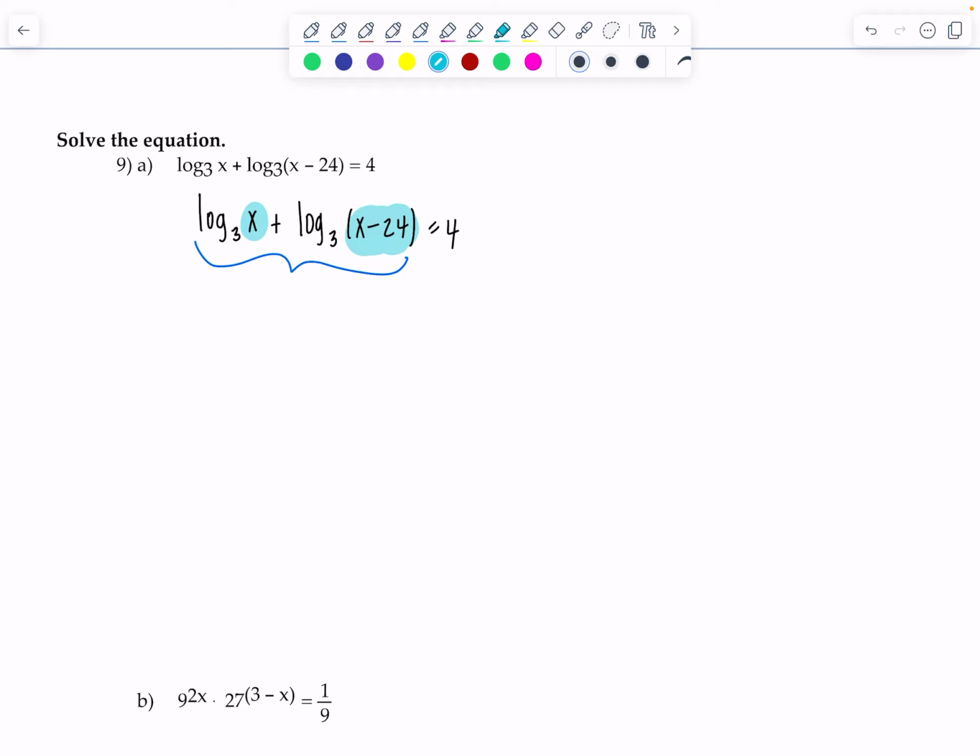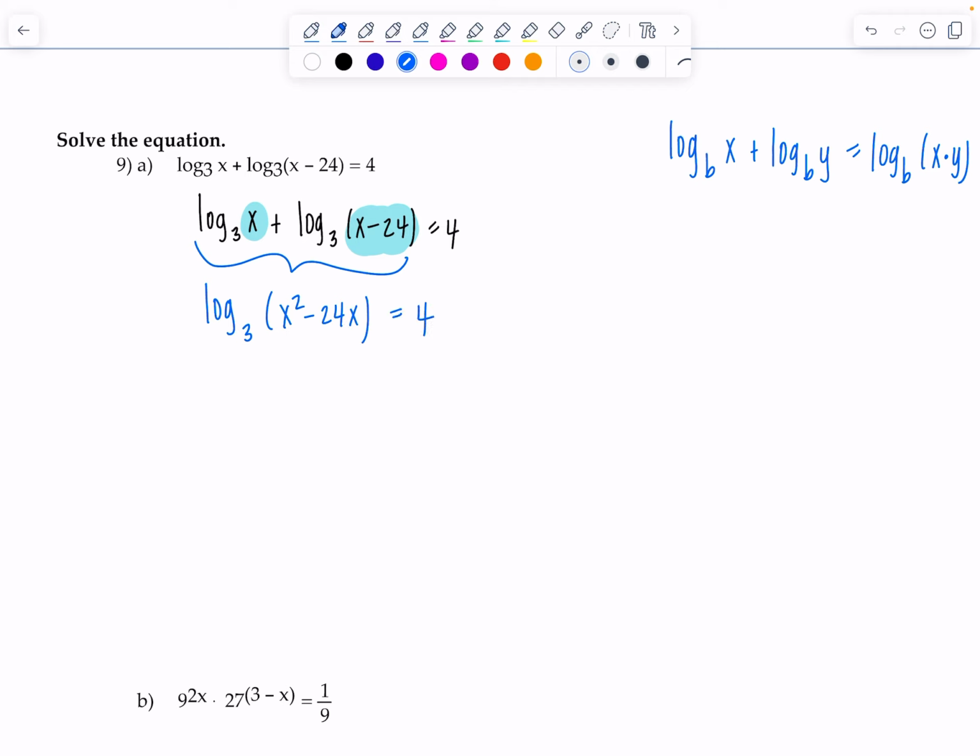I can multiply the arguments. So remember, if you have log base b of x plus log base b of y, that's log base b of x times y. Okay, so I can write this as log base 3 of x times x minus 24, which is x squared minus 24x. Good. Now we're going to rewrite this in exponential form. So this is equivalent to 3 to the 4th equals x squared minus 24x.